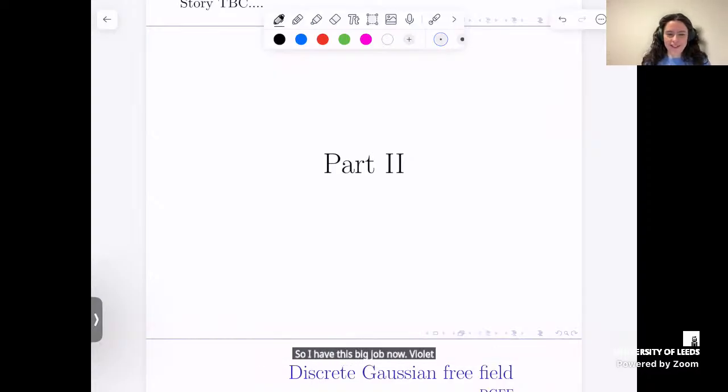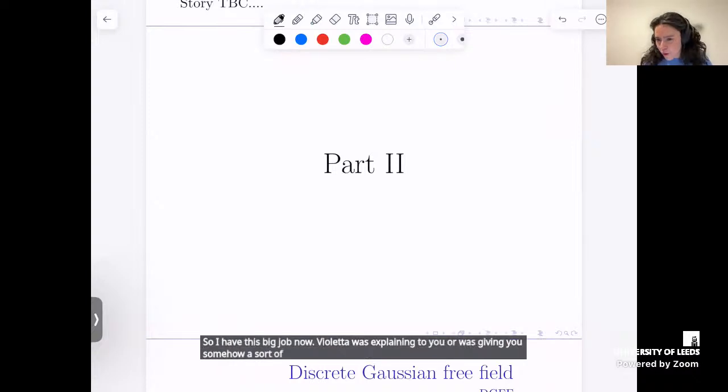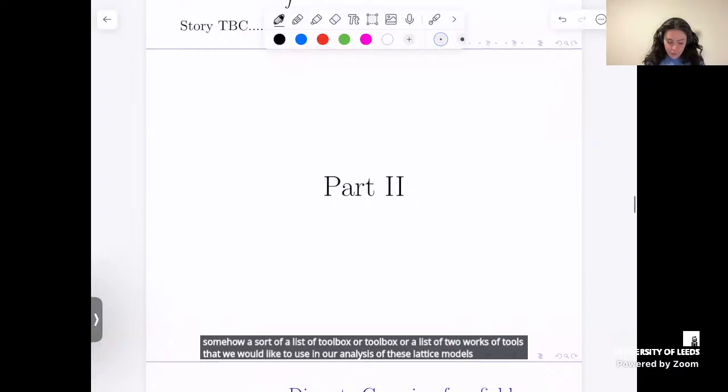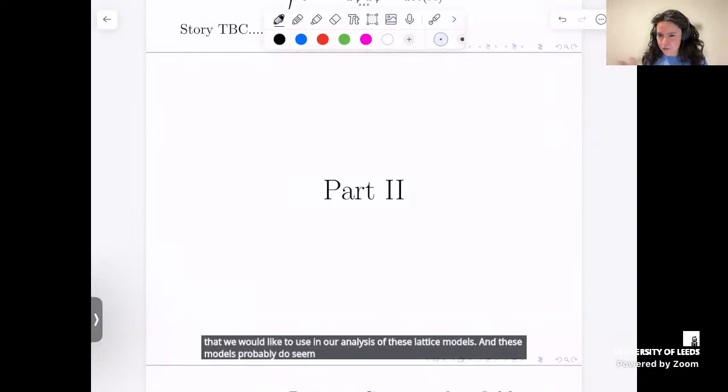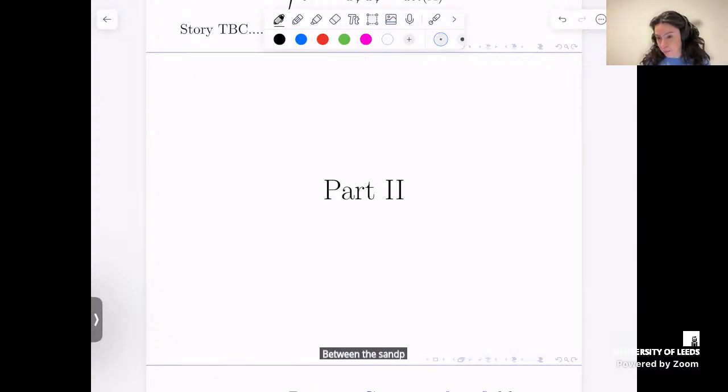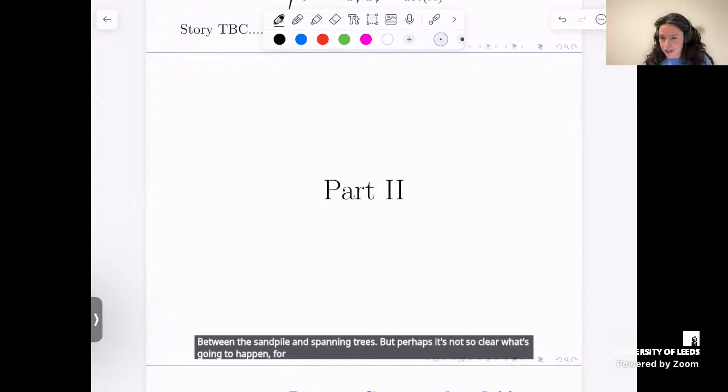Wioletta was giving you a sort of list of tools that we would like to use in our analysis of these lattice models. And these models probably do seem kind of unrelated from one another. I mean, we saw that there is a connection between the sandpile and spanning trees, but perhaps it's not so clear what's going to happen, for example, with Grassmannian calculus, with cumulants. So let's try to go into that and see how these tools are related to one another.